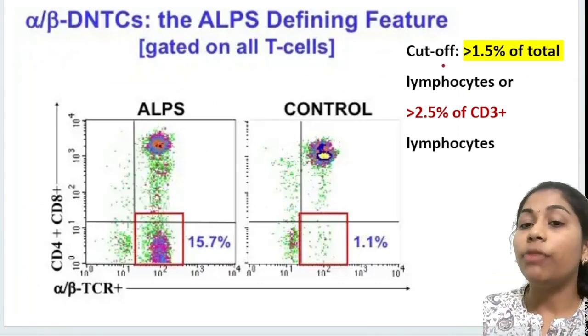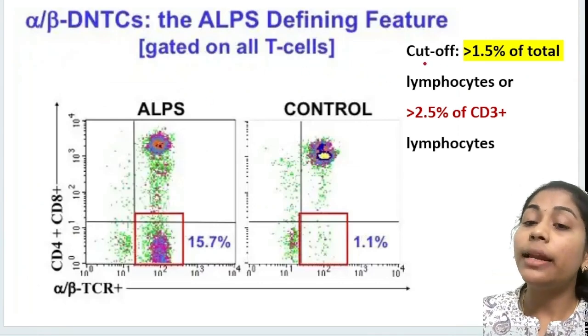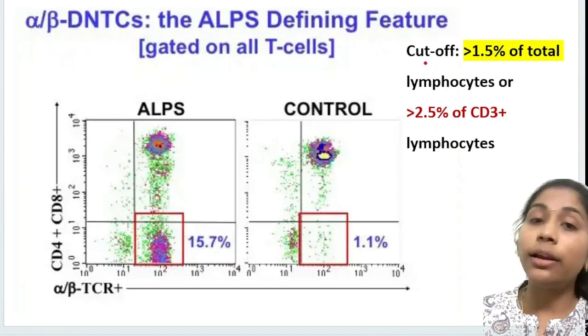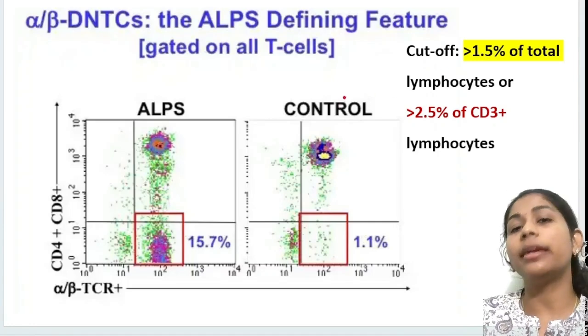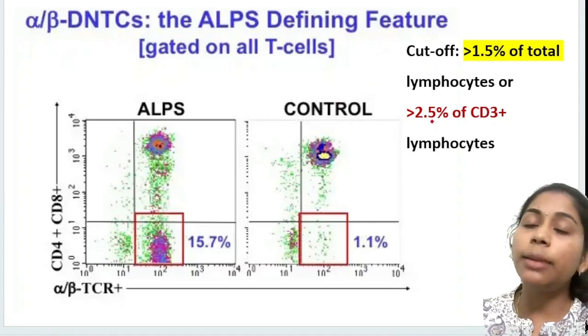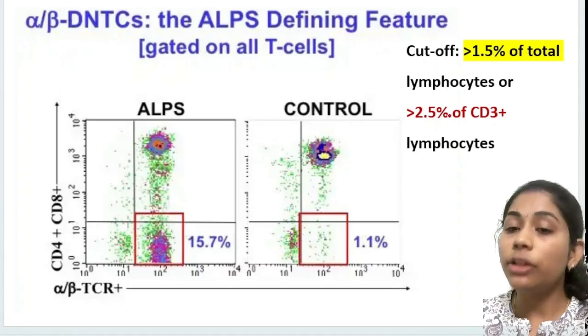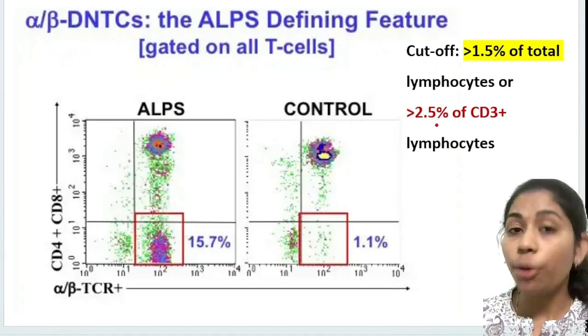Normally, these double negative T cells should be less than 1.5% of total lymphocytes. For total lymphocytes, meaning all T cells, B cells, NK cells, they should be less than 1.5%. And if you take only the CD3 positive T cells, then they should be less than 2.5%. That is normal. I'm telling you the normal.